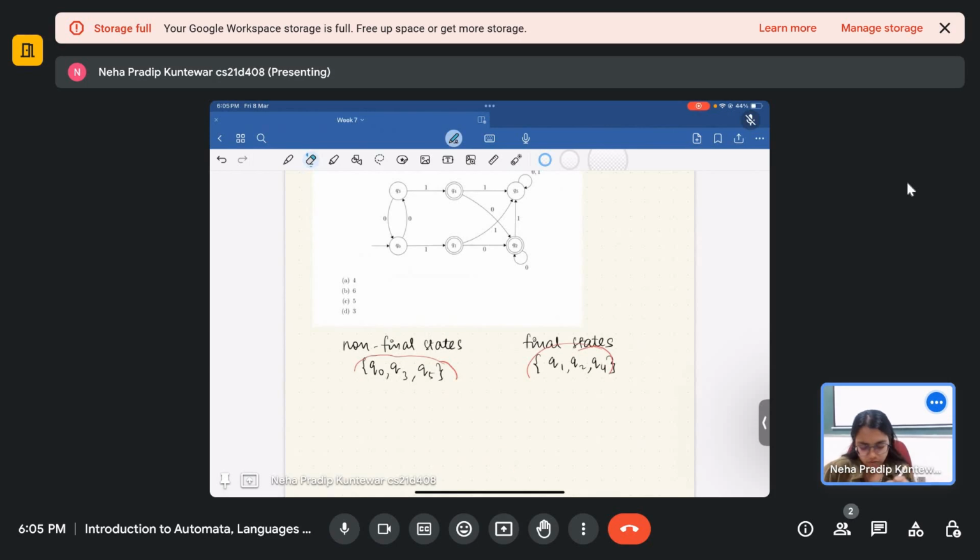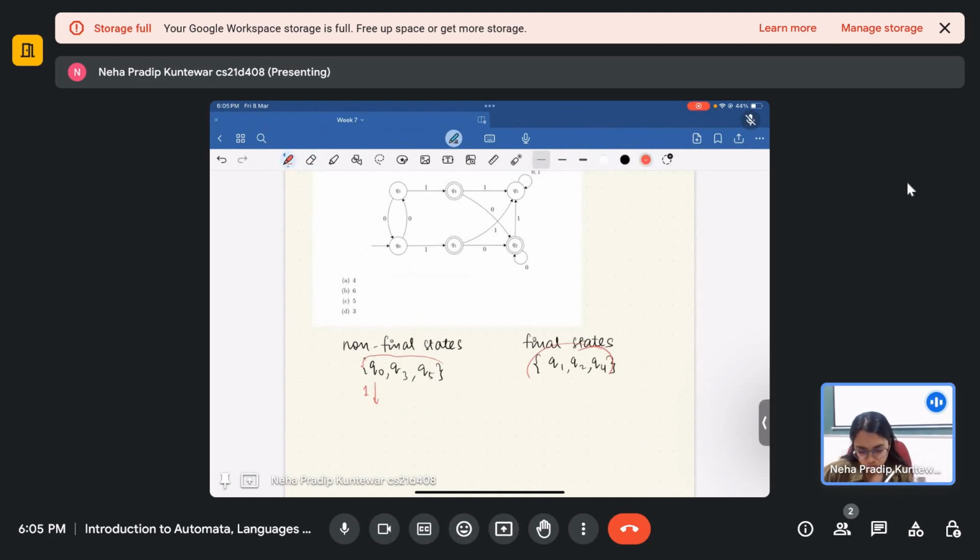Let's look at this set of non-final states, and see where Q0 goes on 0. Q0 on 0 goes to Q3, so it stays here. Q3 on 0 goes to Q0, so it again stays here. Q5 on 0 goes to Q5 only. So in each case we stay here. So 0 is not able to distinguish the states. Let's try for 1.